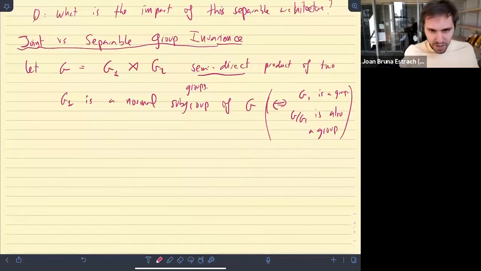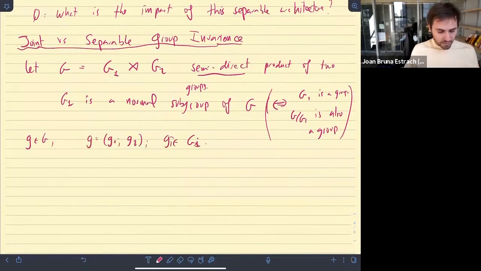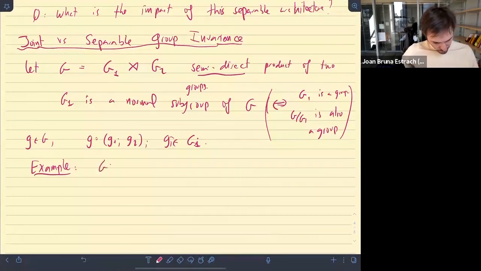We are going to give an example just to make things a bit more precise. It means that any g in G I can think of as a product, as something that contains two elements, g1 and g2. So let's look at an example of this factorized structure, which is called the roto-translation group.